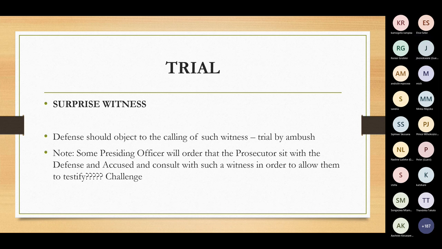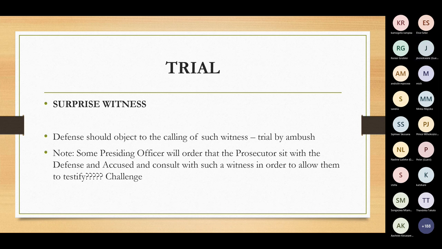You, as the defense, you should object to such a witness being called, because that is tantamount to a trial by ambush. Please note that some presiding officers will order that the prosecutor will go and sit with the defense and the accused and consult with this witness in order for you to have this witness to come and testify. Now, you challenge this, and I'll tell you why.